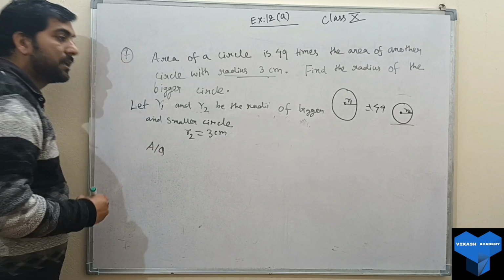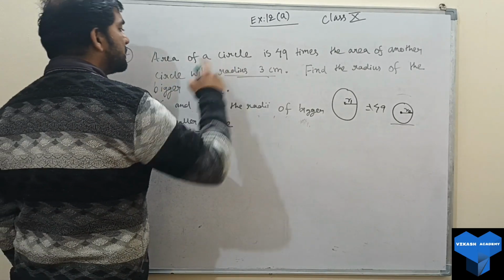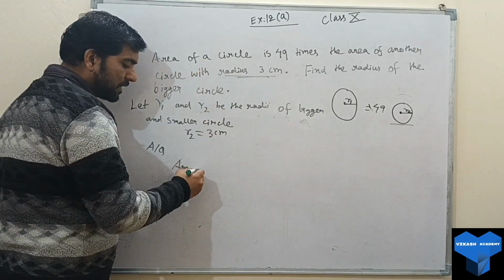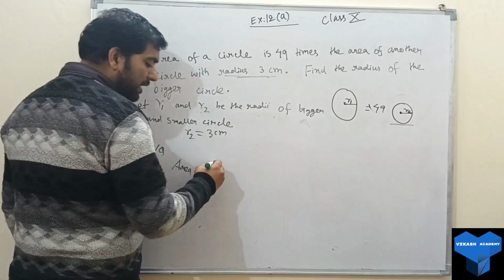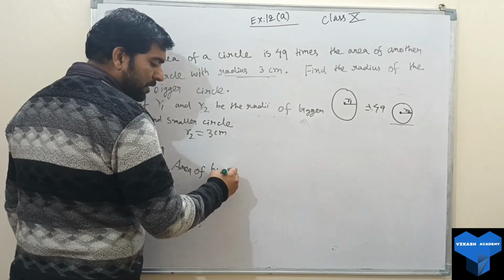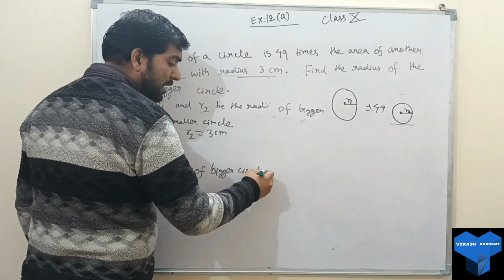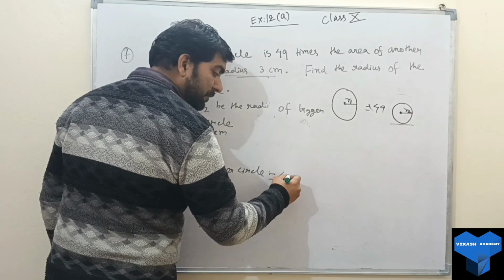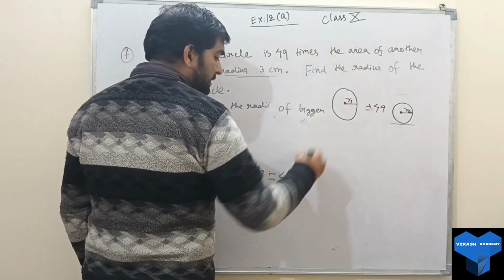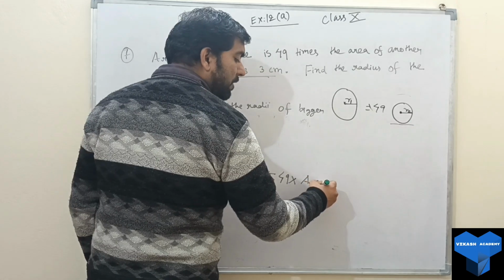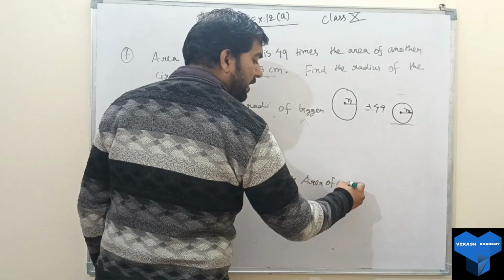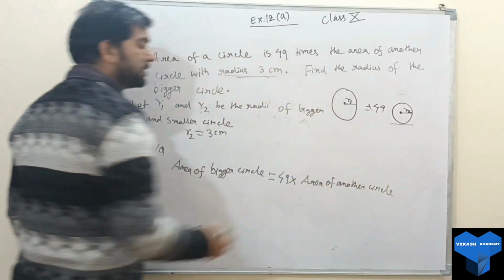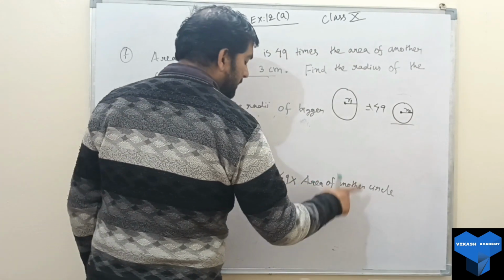according to the question we can write that the area of the bigger circle is equal to 49 times the area of another circle, or the area of the smaller circle, we can write the same.